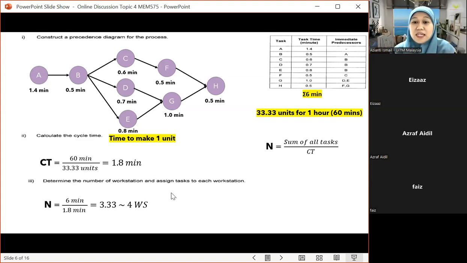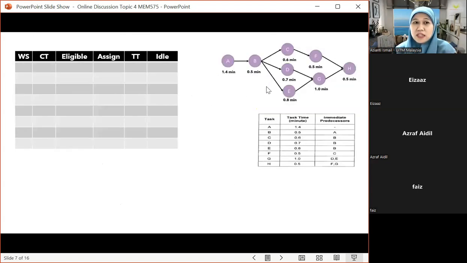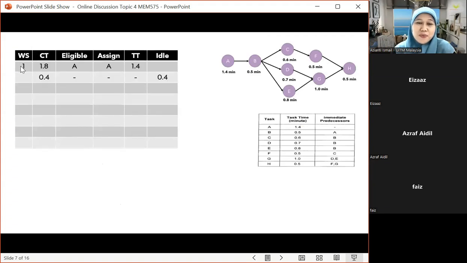Okay, now it says assign the tasks. So we have to make sure all the tasks sit in their respective workstations. So remember this table, okay? Workstation 1, every time start with a new cycle time, 1.8. So always start with A. Why? There is no option. As long as A has not moved, B cannot move. So we choose A, 1.4 task time, and then 1.8 minus 1.4, we get 0.4.